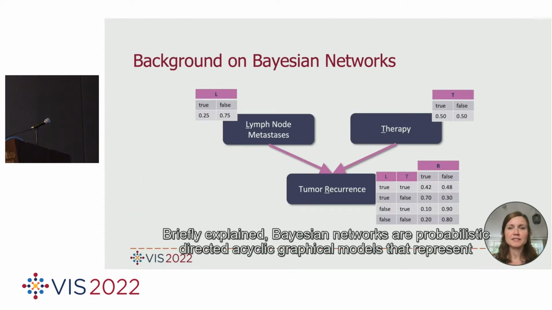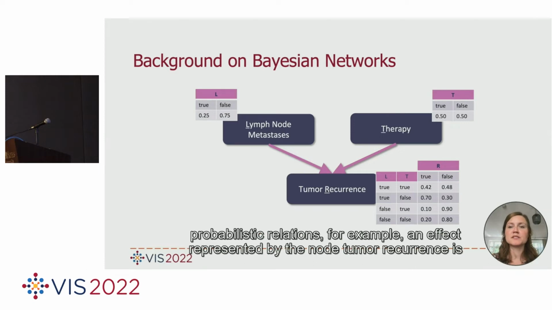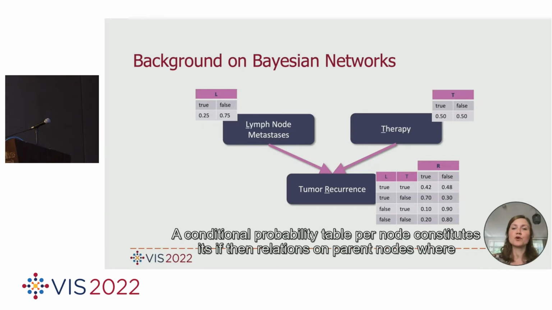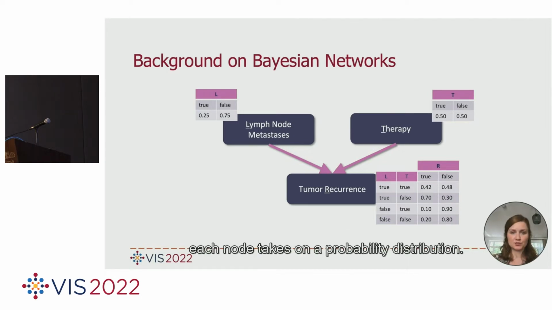Briefly explained, Bayesian networks are probabilistic directed acyclic graphical models that represent probabilistic relations. For example, an effect represented by the node tumor recurrence is dependent on the causes of lymph node metastasis and therapy. A conditional probability table per node constitutes its if-then relations on parent nodes, where each node takes on a probability distribution.